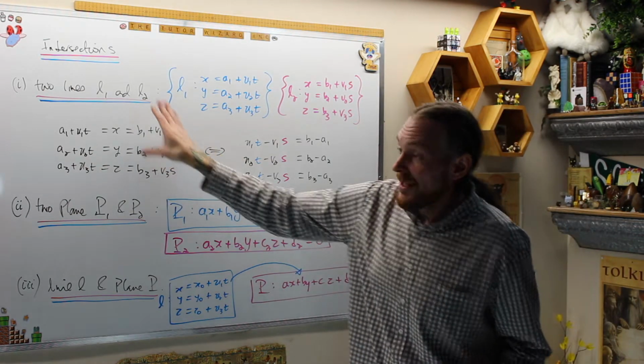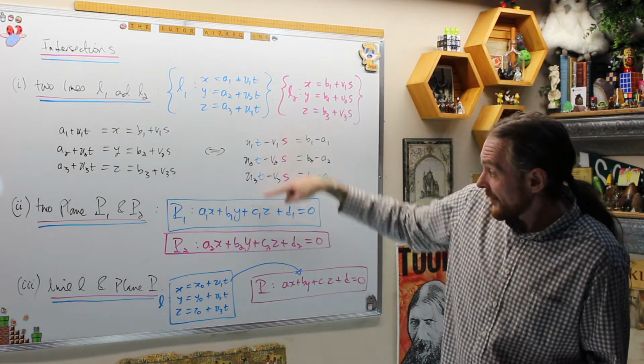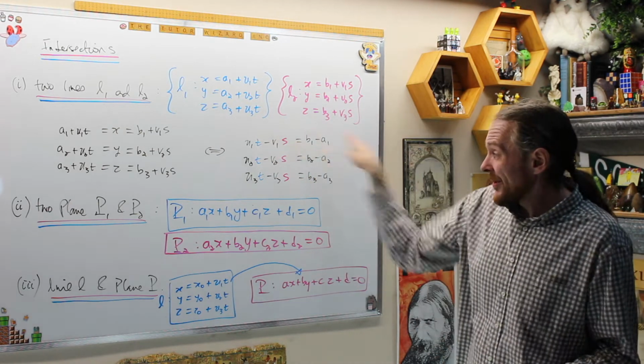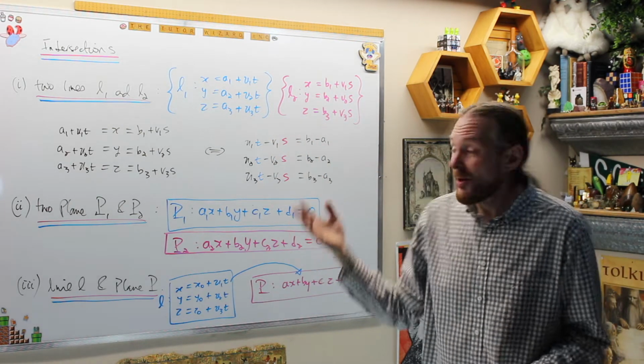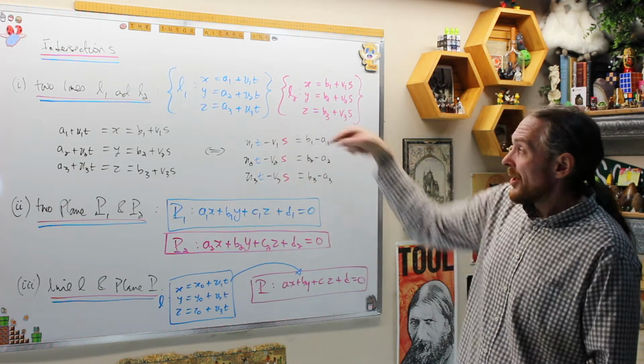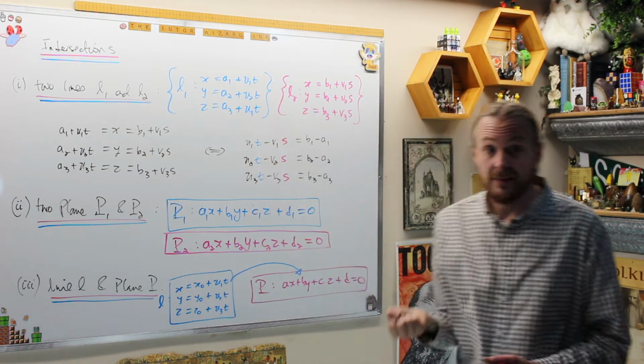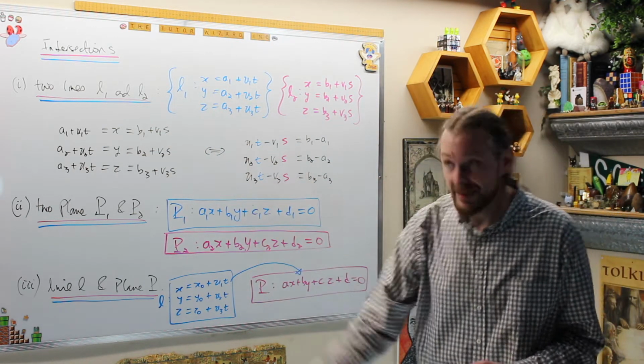And then what I do is I'm phrasing this as a system of 3 equations and 2 unknowns. So I have 2 unknowns, s and t, in 3 equations. And what I'm trying to do is solve this linear system to find s and t such that I have a unique point of intersection of these 2 lines. So that's the general scenario of how to find the point of intersection of 2 lines in space.